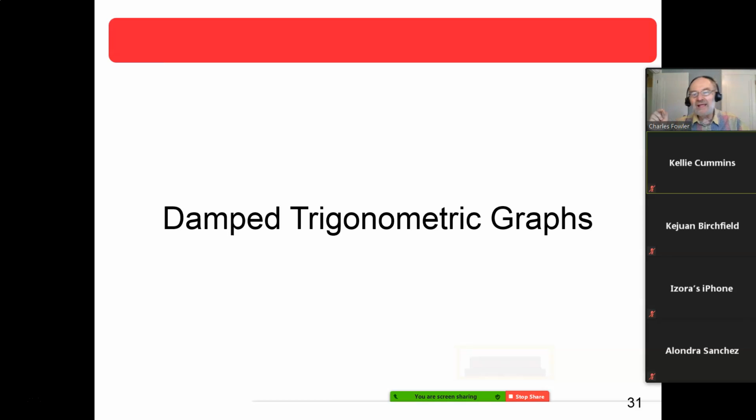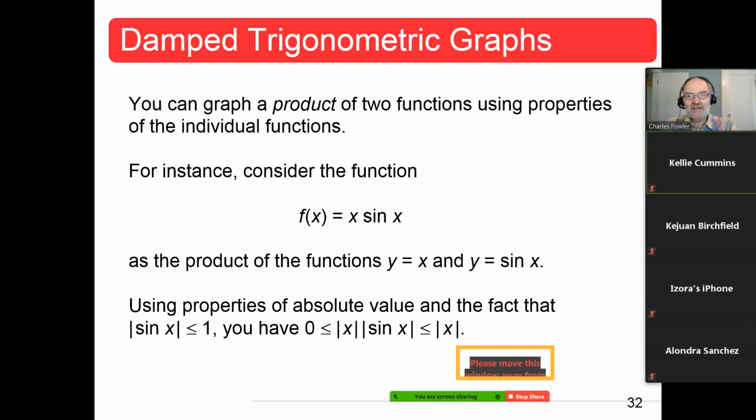Now let's get to damped trigonometric graphs. You can graph the product of two functions using properties of the individual functions. So let's consider this. f of x is now x times the sine of x. That's the product of two functions, y equals x and y equals sine x.